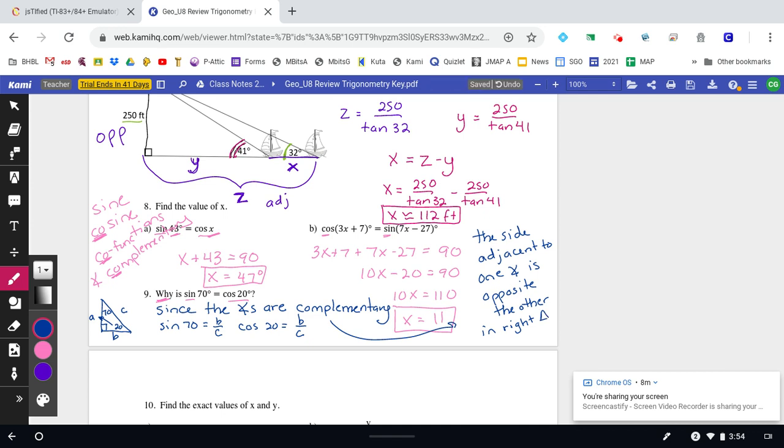All right, well, that's the end of page 3. Stay tuned for page 4.